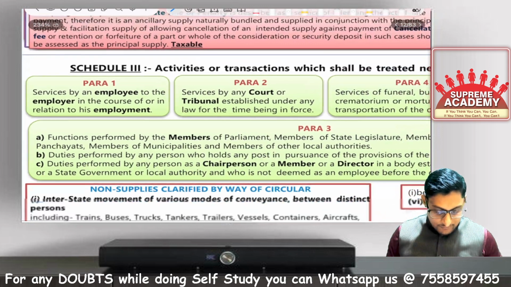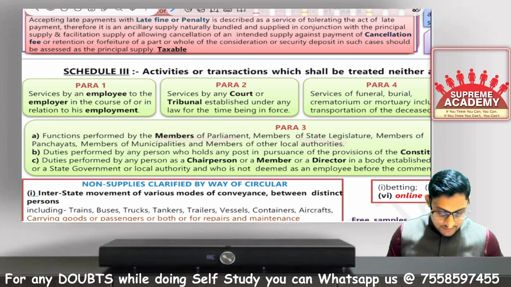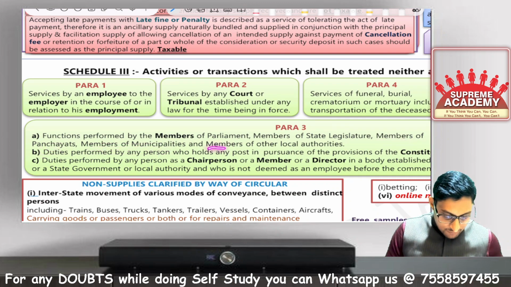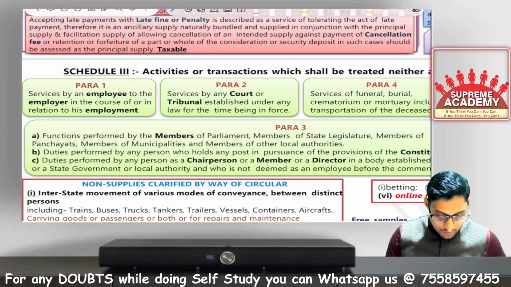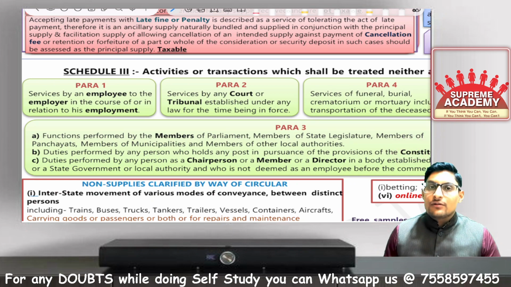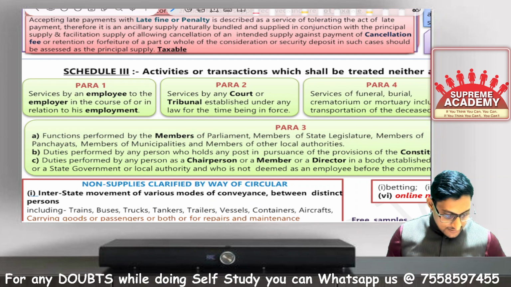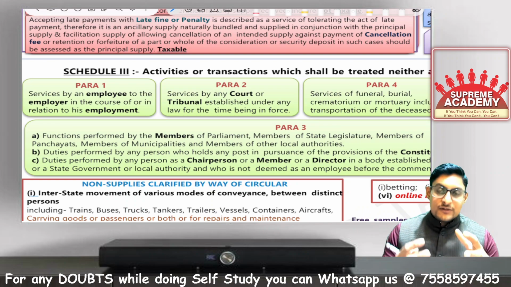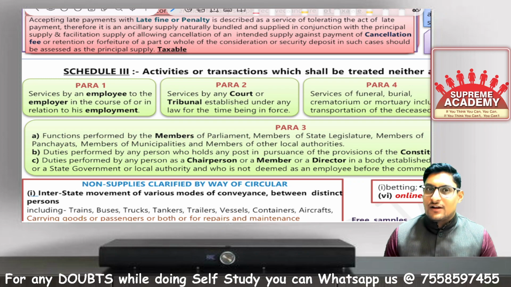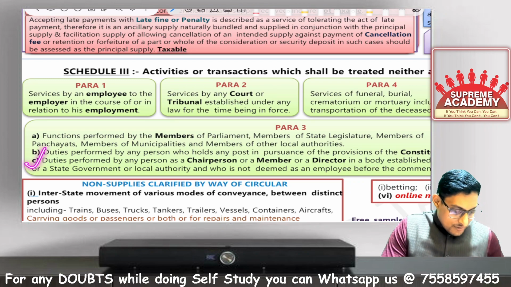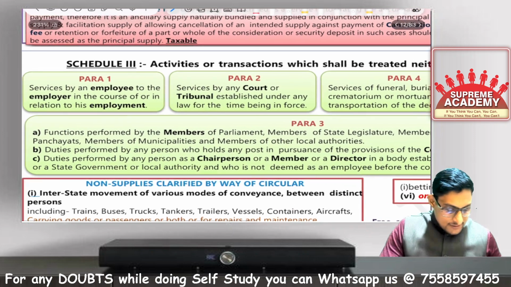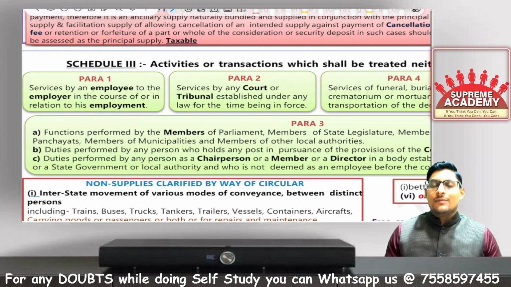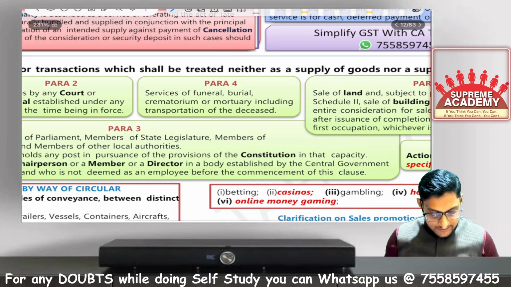Para number 3, functions performed by the members of parliament, members of state legislature, members of panchayat, members of municipalities, members of local authorities, meaning all the ministers and members like this, or any duties performed by a person who holds any post in pursuance of constitutional provisions. According to the constitutional provisions, he is holding the office. Any person performing duties by way of chairperson, member, or director of any body established in which the government has controlling power, meaning a public sector company. For example, the chairperson, members, and directors of Indian Railways. Any duties or functions performed by these members will not be considered a supply as per Schedule 3 para 3.